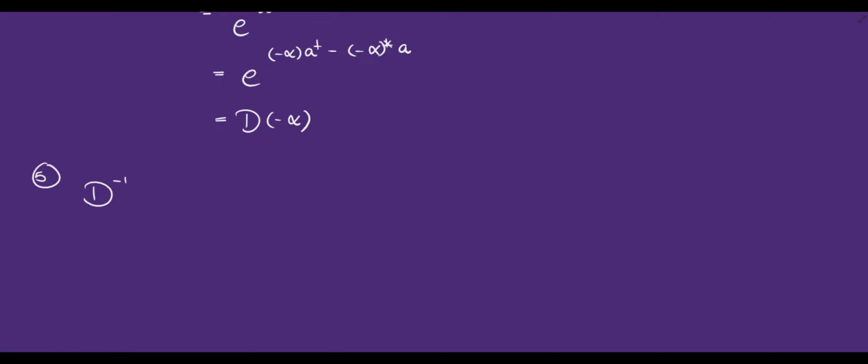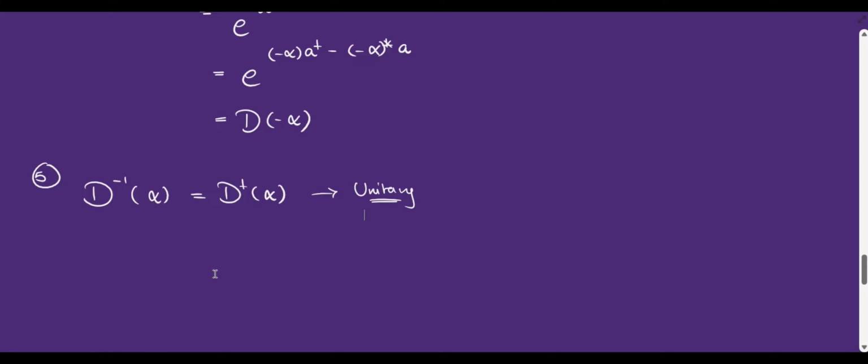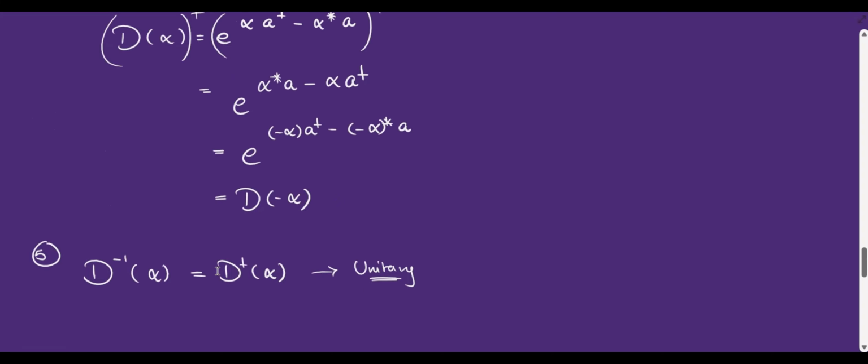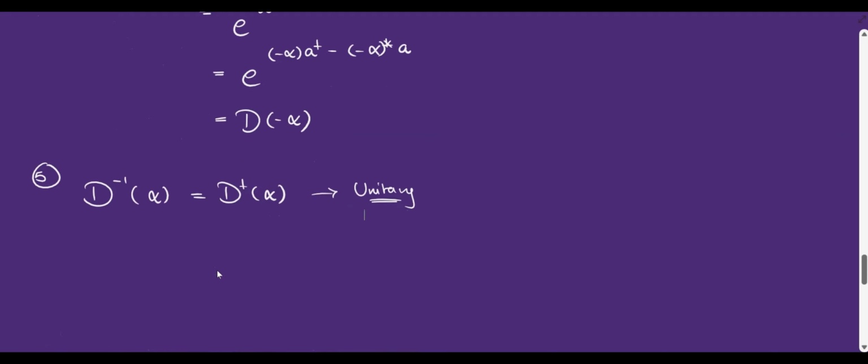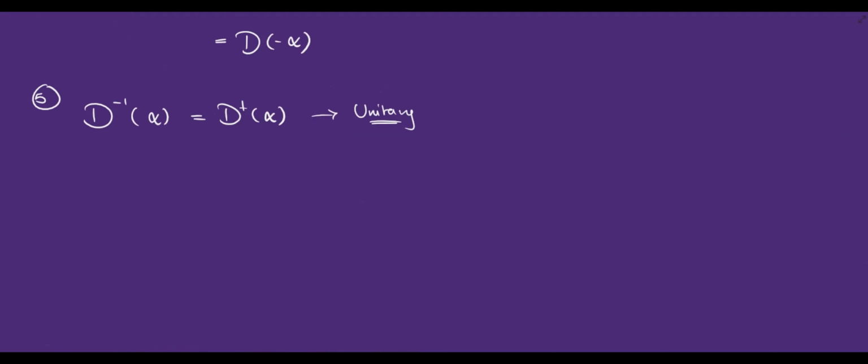Next, I claim that the inverse of this operator is equal to this. That means that the displacement operator is unitary. It is easy to prove. In fact, we need to prove that d dagger of alpha into d of alpha, or d of alpha into d dagger of alpha.